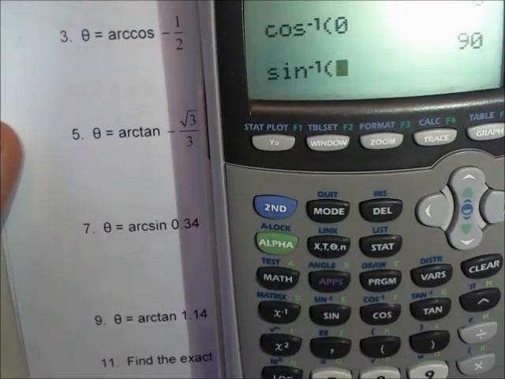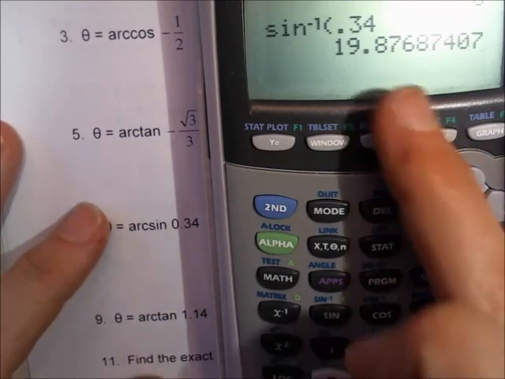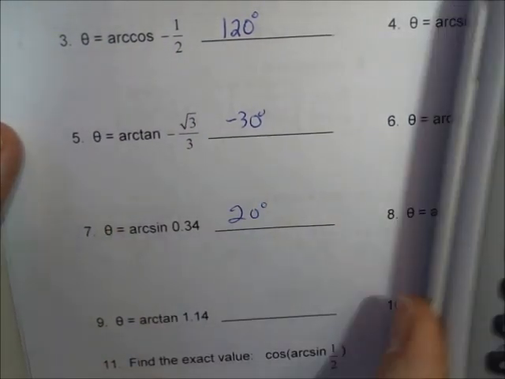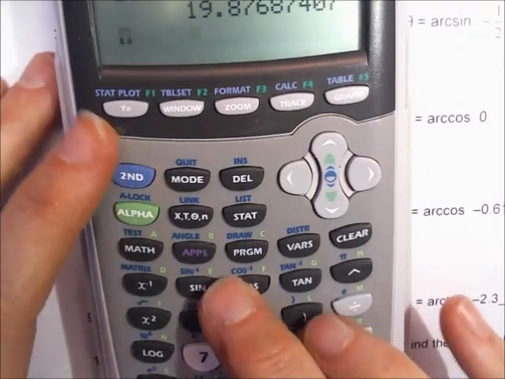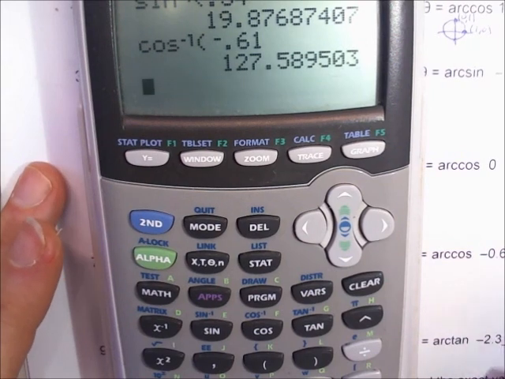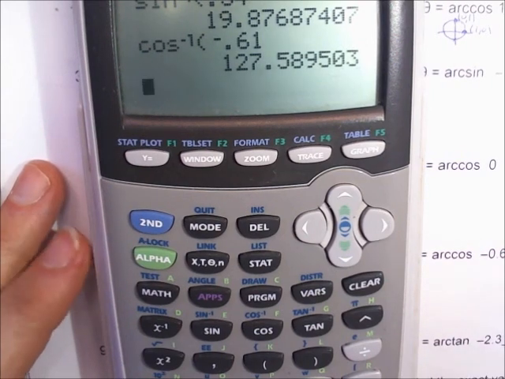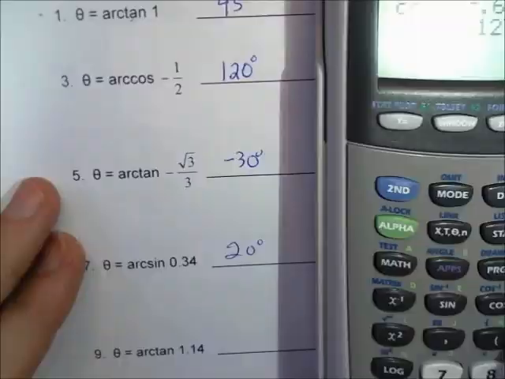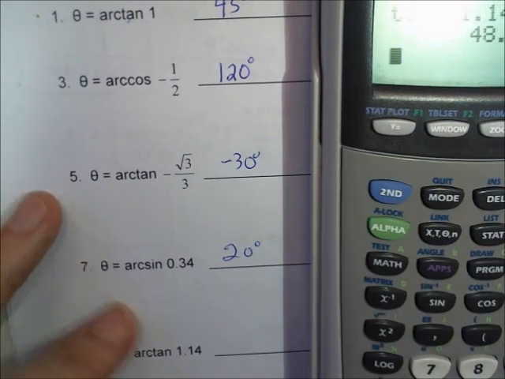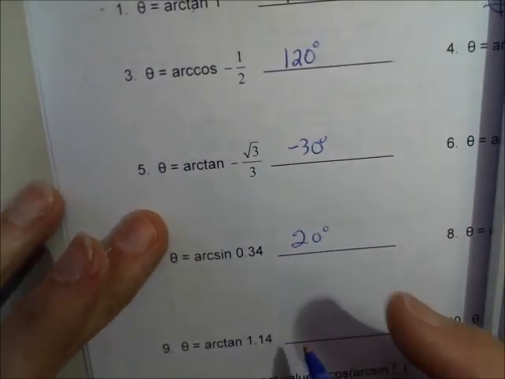Second sine of 0.34. Looks like it's 20 degrees if you round it. And second cosine of negative 0.61. Looks like it's 128 degrees if you round it. And second tan of 1.14 is 49 degrees if you round it.